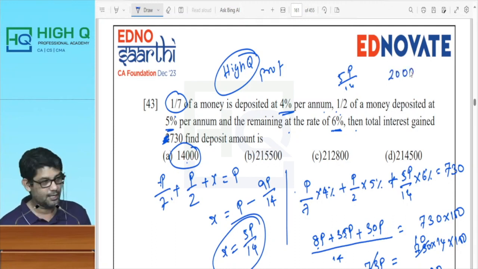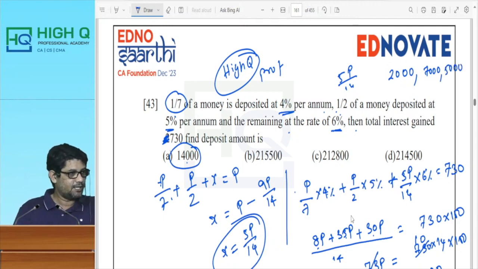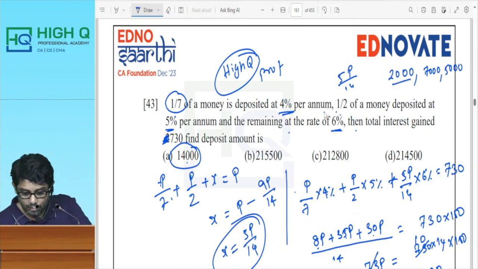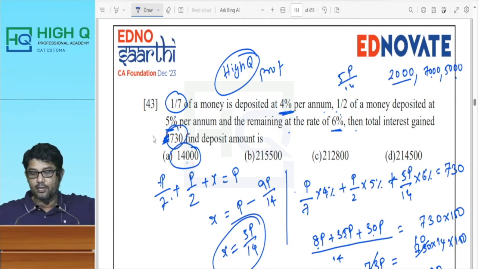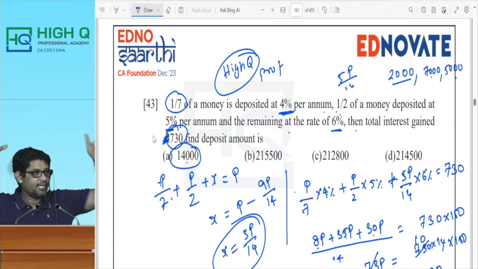2,000 rupees. Am I right, my dear? First part is 2,000. Second part will be what? 7,000. Am I right? So third part is going to be what? 5,000. Now if you want to use trial and error method, this is what we have to use. 2,000 into 4% plus 7,000 into 5% plus 5,000 into 6%. If you get 730, that is your answer. Is this what your trial and error method, my dear?